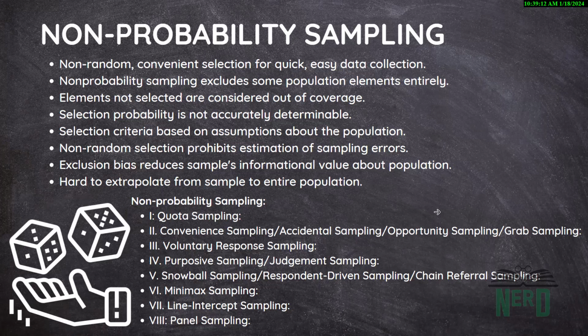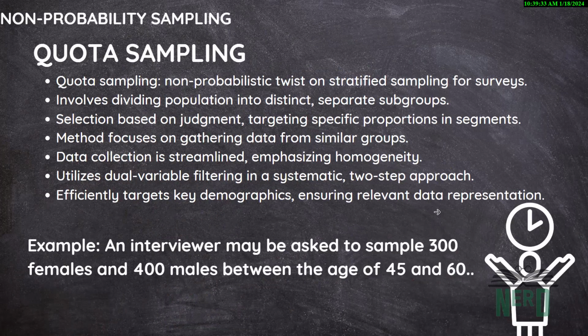So in a nutshell, non-probability sampling is quick and easy, sure, but it's like taking a shortcut and missing out on the full, diverse picture of the whole class. Right, now let's talk about its types. We'll begin with quota sampling, and think of quota sampling like making a mini version of a big group, ensuring it has all the key flavors. Imagine you have got a huge salad bowl representing everyone in a town.